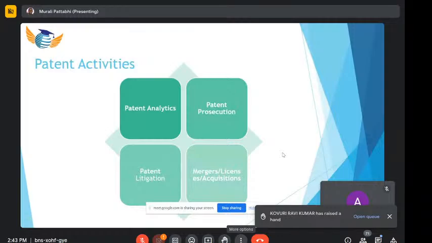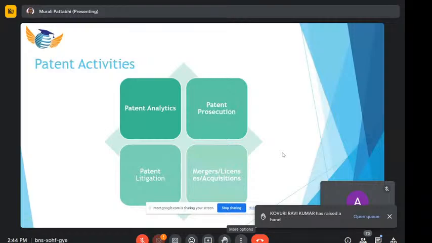And in invalidation, we try to invalidate a patent that is already granted. When it comes to patent alerts, sometimes people ask us for weekly, monthly or quarterly alerts, and they try to understand what kind of patents are being filed by the competitors, and whether there are any interesting patents. We even do citation analysis and all these things in patent analytics.